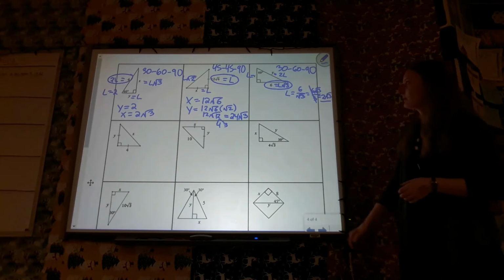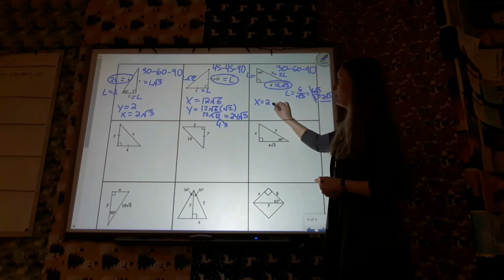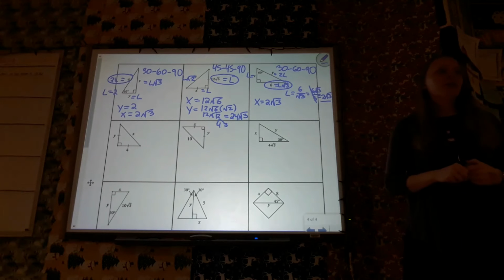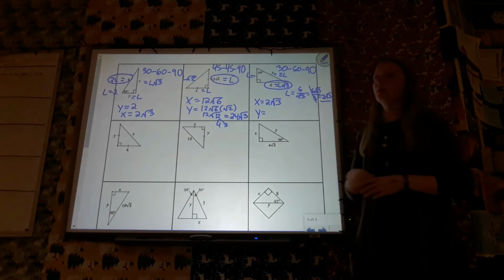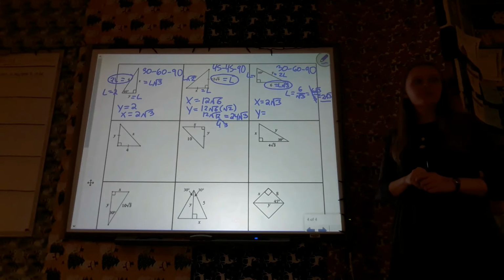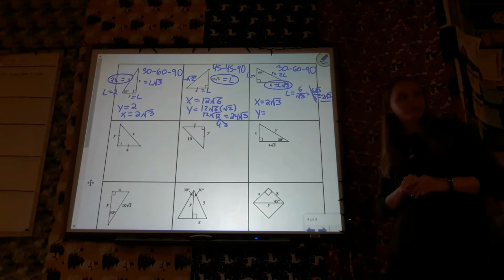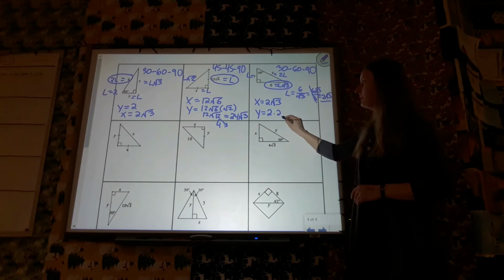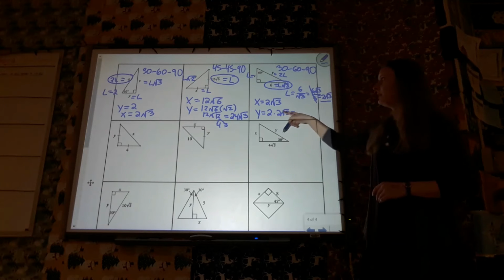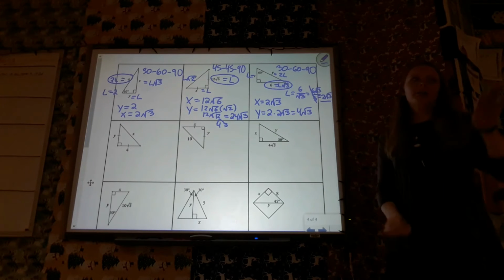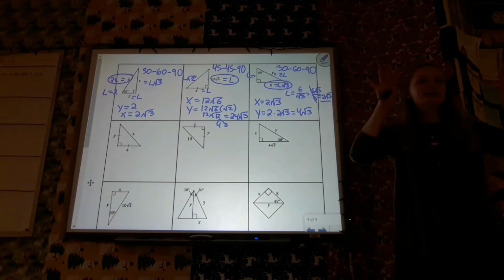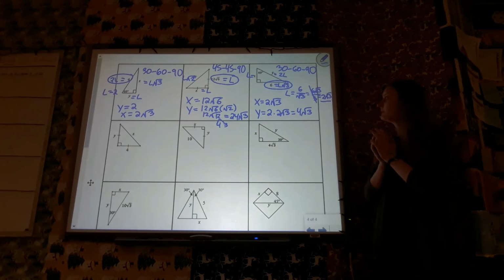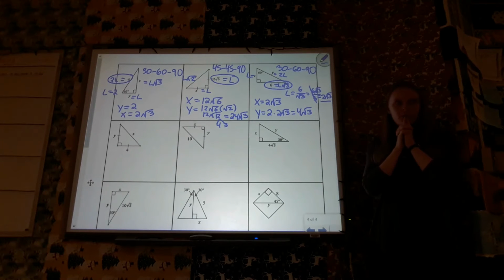So X is equal to 2 root 3 because X is L. And then what about Y? It's 2 times 2 root 3. So you just multiply those two and you get 4 root 3. You never try to multiply something outside of a radical with something inside of a radical. Whatever's inside the radical is separate from everything that's outside. Everybody okay with that one?